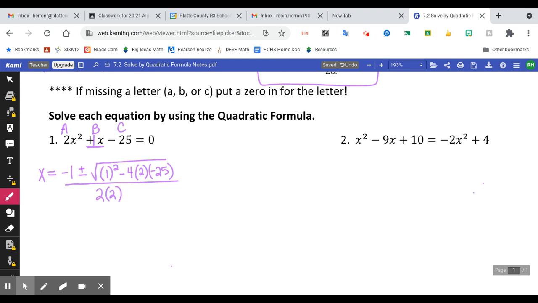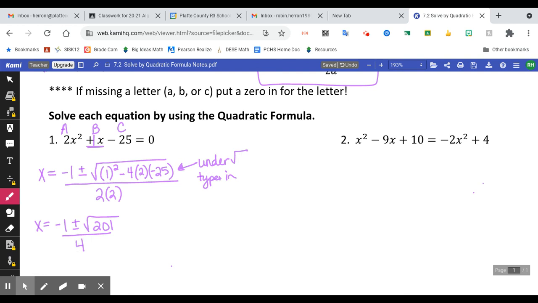So here's what you're going to do. The very first thing you're going to type in your calculator is everything under the square root, okay? Type that in first. We're going to get one number to put underneath there, okay? So when you take 1 squared minus 4 times 2 times -25, you get 201. So I'm going to simplify this down. -1 plus or minus the square root of 201 divided by, and then 2 times 2 is 4.